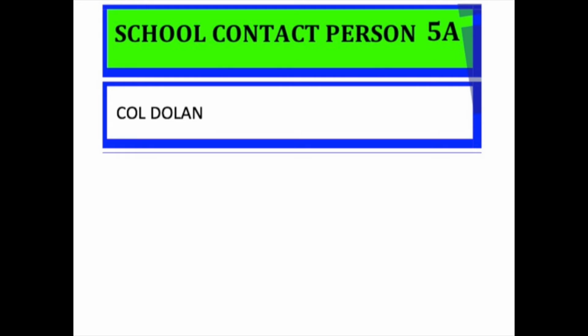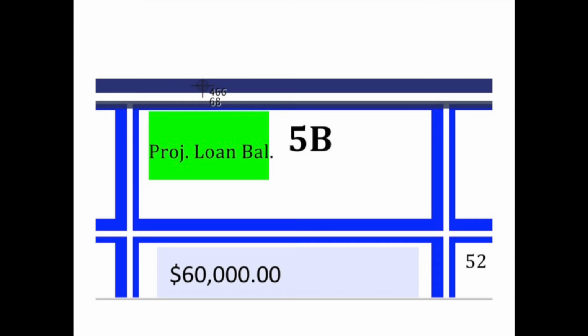In box 5A, enter the school contact person. This name would usually be the name of the financial aid officer or the school president. In box 5B, enter your projected student loan balance at the end of your college education. If you are planning to enroll in graduate school, medical school, or law school after graduation from your undergraduate school, include the additional student loan accumulation in your loan balance box.